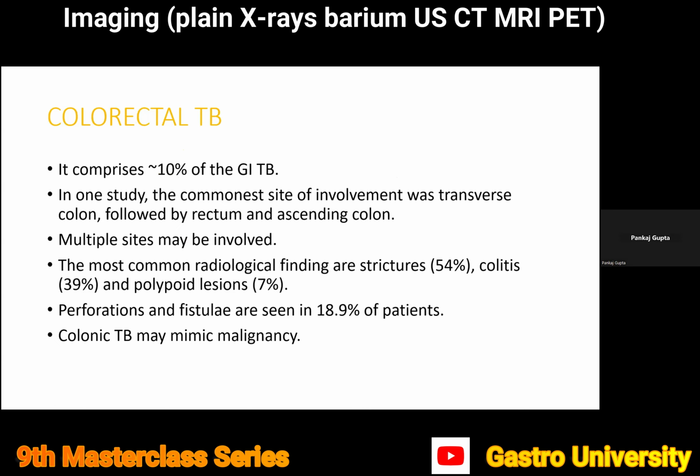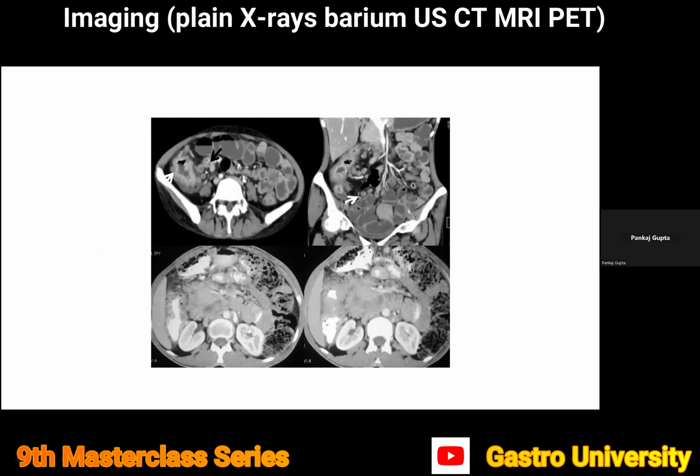Colorectal TB, again, comprises around 10% of GI TB, and based on different series, the commonest sites of involvement have been variably reported. This could be the ascending colon or the transverse colon, and multiple sites of involvement are common. I'll show you some examples here.